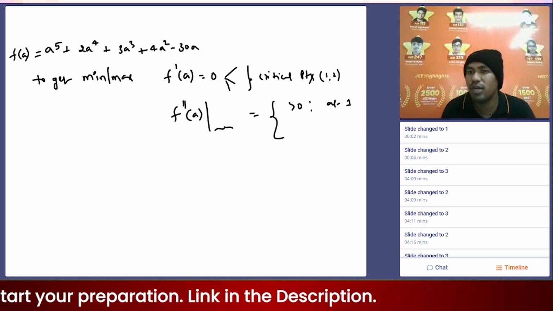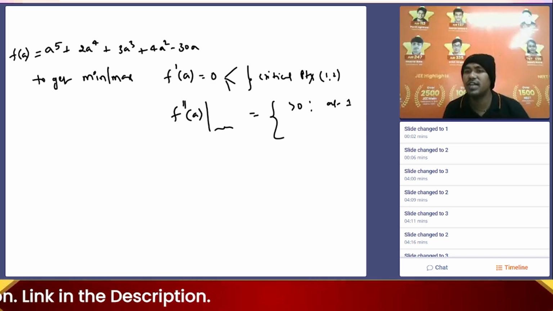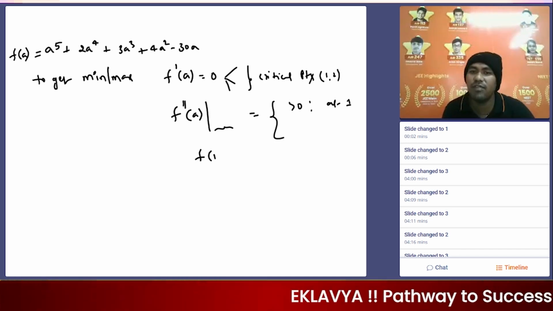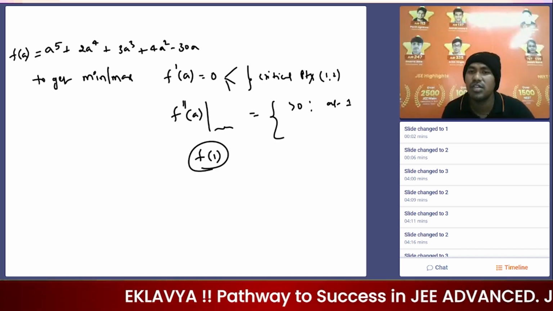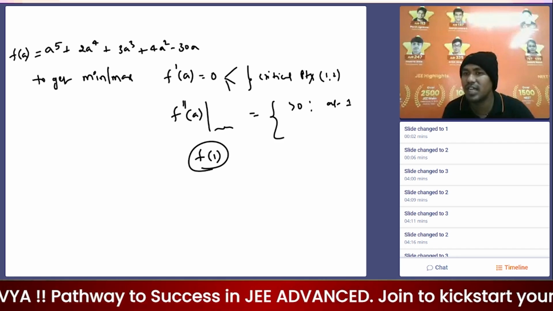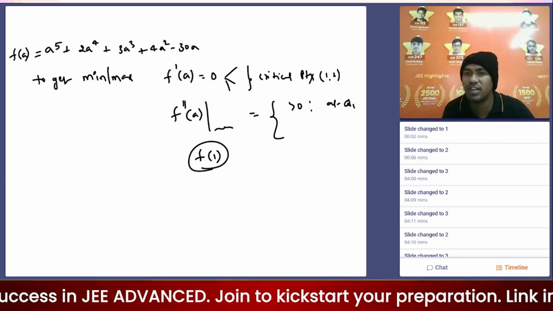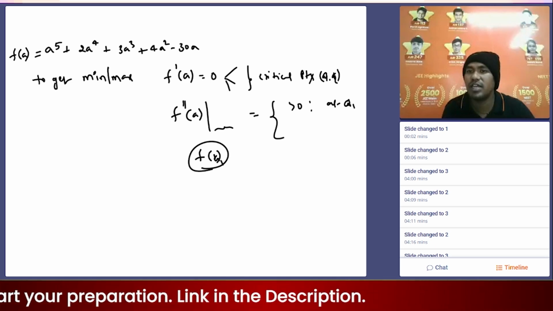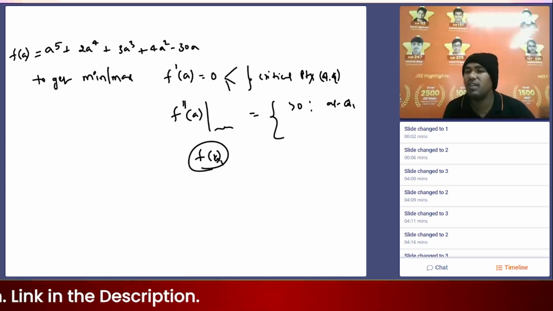At a critical point 1, when f'' is greater than 0, you will get the minimum value. If you want to find that minimum value, we take f of that critical value and substitute it, which gives the value at critical point 1. Let's take a1 here. This is a1, and a2 suppose. Now f of a1 will give the minimum value.